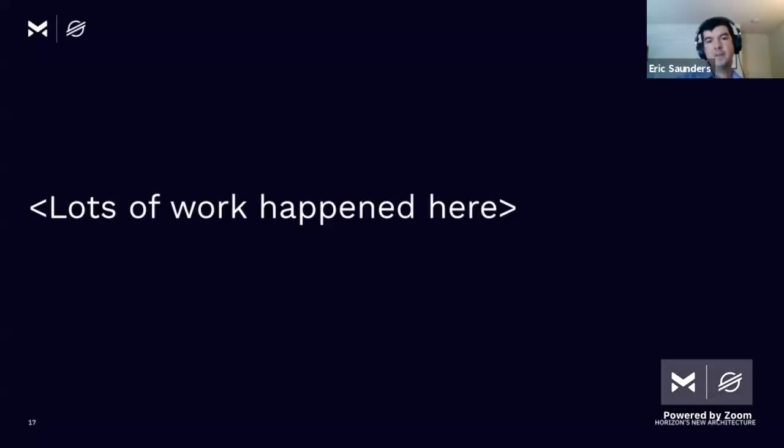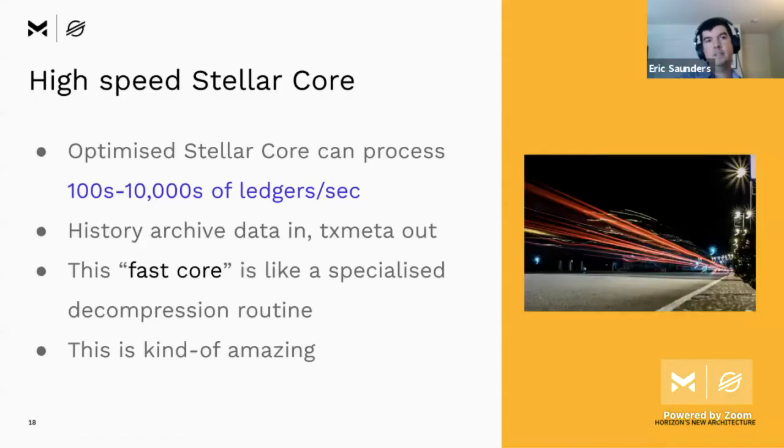So I'm going to wave my hands here and say a lot of work happened here. There are a lot of details in what happened, and the Stellar Core team worked really hard on this, especially Graydon Hoare. But he went away and thought about this a lot, added a new command line flag to Stellar Core, and did a bunch of testing. And it turns out that this new Stellar Core is fast for TX Meta. So I'm going to call it fast Stellar Core.